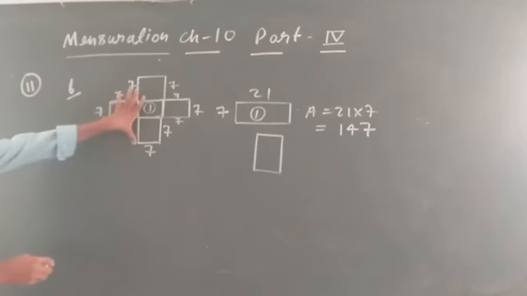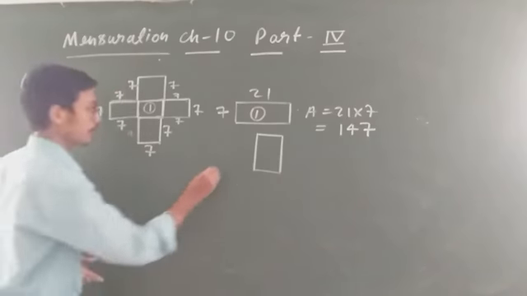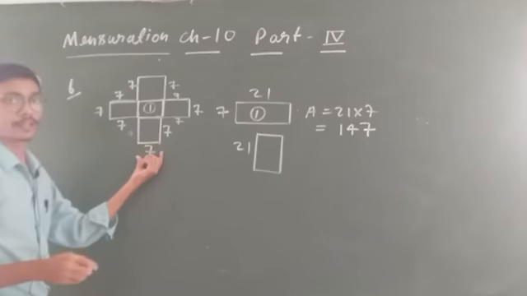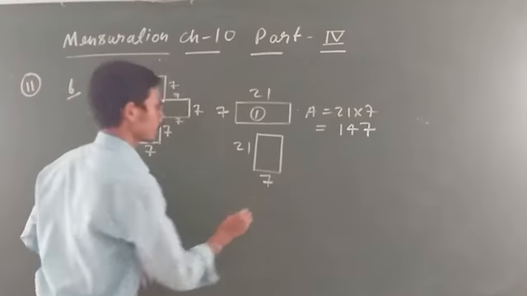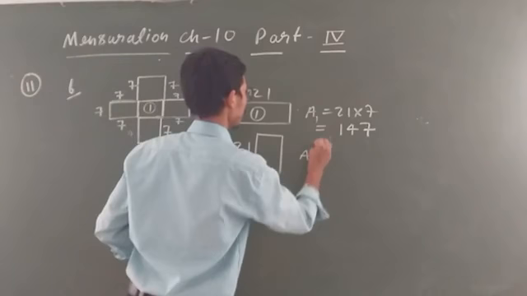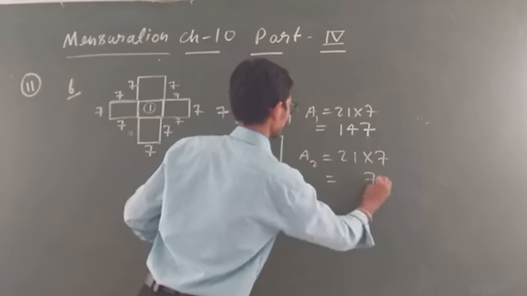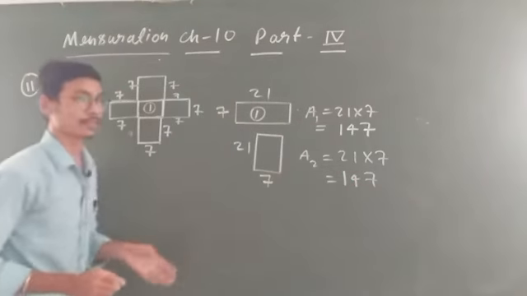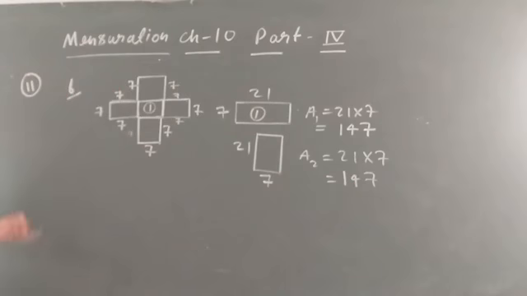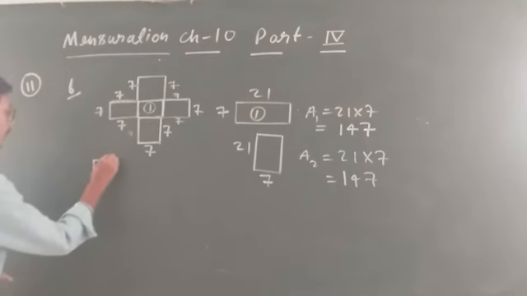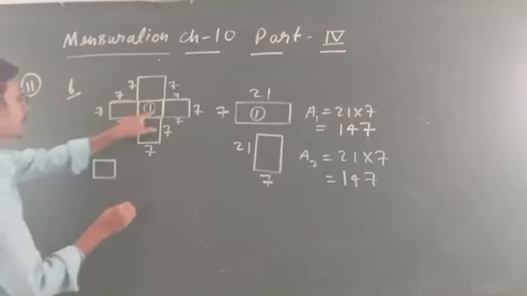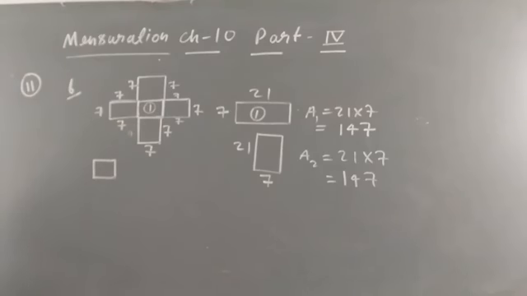Similarly, the same concept you will apply, student, for this one. This is a diagram like that. So 7 plus 7 plus 7, so total length is 21. And this one is 7, so write down 7. Again you will write area equals 21 into 7, that is 147. Clear, student? Now, the important thing I discussed: this is our middle part, and this is our square. So we have to remove this one, then we have to find the area of the rectangle.